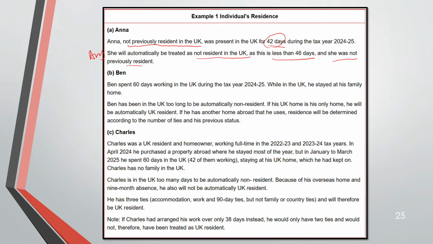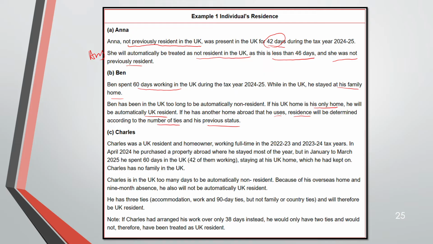Next, Ben. Ben, 60 days working in UK. He stayed at his family home in UK. Okay. So here, it looks like he's UK resident. Why? Because he has been in UK for too long to be automatically non-resident. If his UK home is his only home, we don't know whether it is his only home or not. Information is not given. But if his UK home is his only home, automatically he'll be UK resident. But if he has another home abroad that he uses, then the residence will be determined based on the number of ties and previous status. So we still don't know.